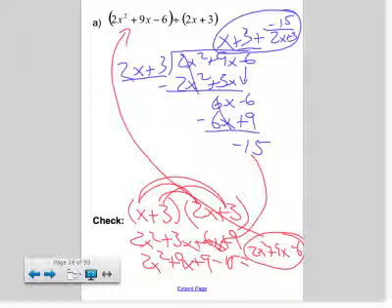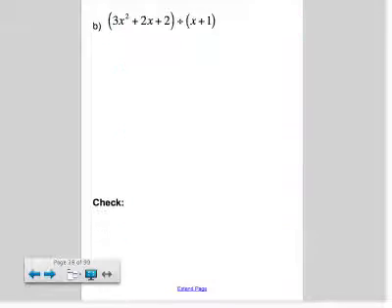And again, my final quotient is this whole thing. You can't just say x plus 3 remainder negative 15. You have to say x plus 3 plus negative 15 over 2x plus 3. Alright, we'll talk more about that as we go through.